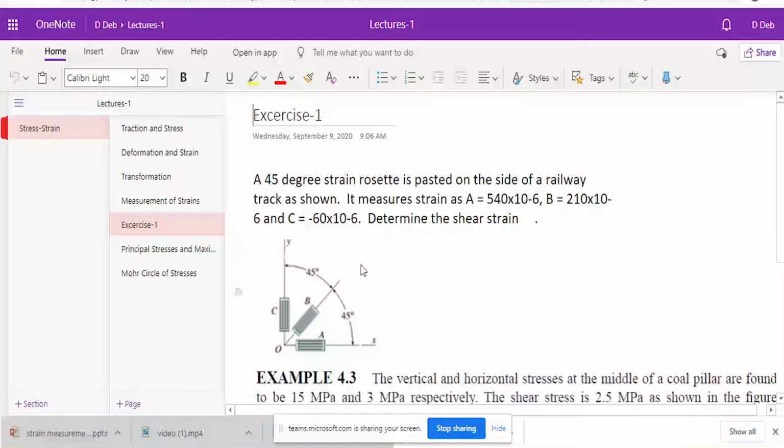Everybody understood the problem? You have to estimate gamma xy, and the OB direction is the x dash direction. If you have not written the formula, I'm showing you again. This is the formula.